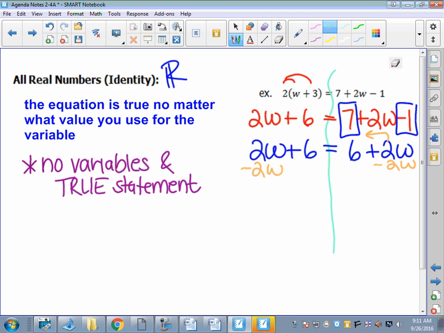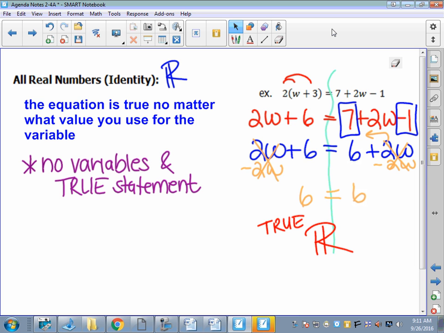So what happens when I subtract 2w? These guys cross out, right? So I've got 6 equals. These guys also cross out. I've got 6 equals 6. Everybody agrees that's true, which means on my answer line, I'm going to say all reals. Any number I choose, 0, -8, 16, 3, 4, anything I put in for w, I will get a true statement no matter what. So that is no solution and all reals.